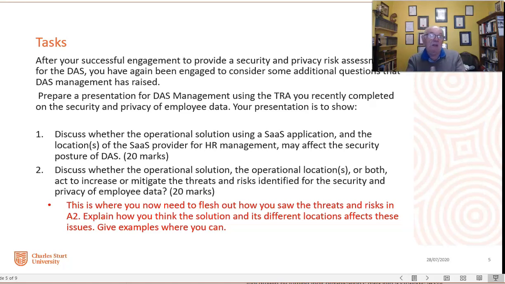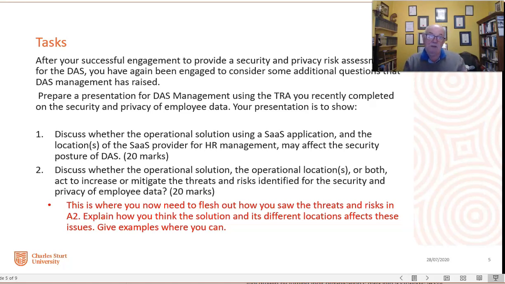Now I've lumped these 2 together because they are both kind of related to each other. And so some of the stuff you're going to come up with to answer question 1 may well reflect in question 2 and vice versa. So this is where you need to now flesh out how you saw all those risks and threats in assignment 2. You need to explain to management how you think the solution and the different locations that it's going to be operating from affects these issues, and give some examples where you can.